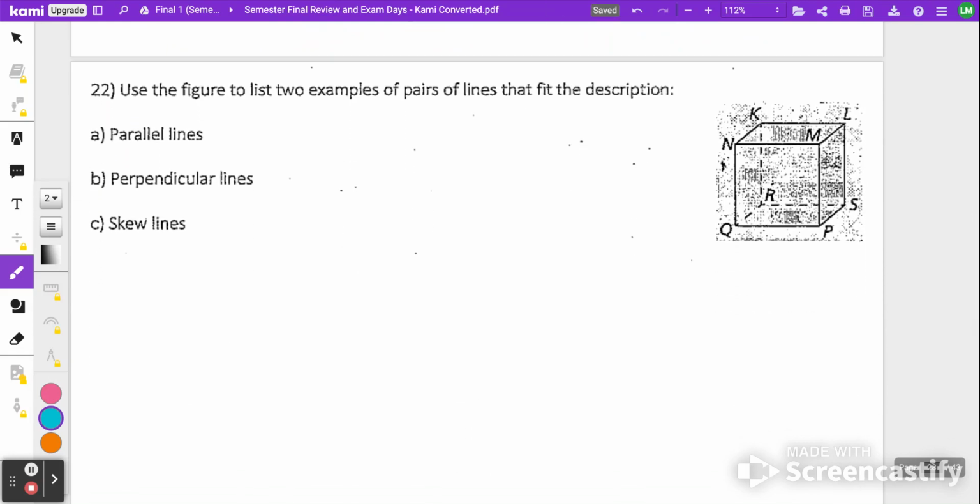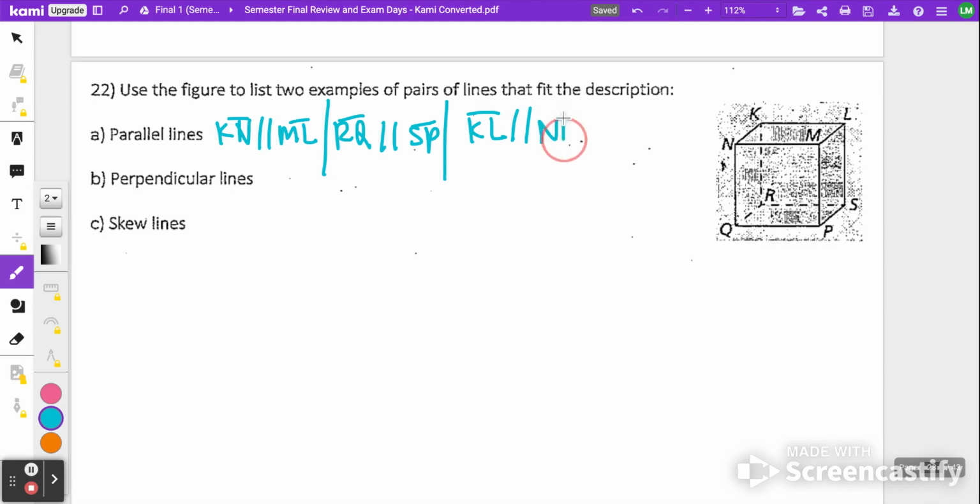22, use a figure to list 2 examples of pairs of lines that fit the description. These can have a lot of examples, so I'm just going to list them all. You only needed to list 2. So I'm going to start with KN is parallel to ML. Okay. You can do RQ is parallel to SP. You can also do the front and the back. So like KL is parallel to NM. And you can also do RS is parallel to QP. Okay, so those are all the options for parallel lines.